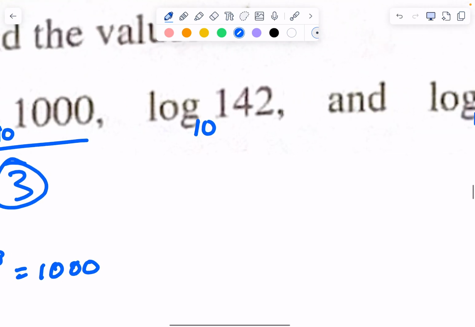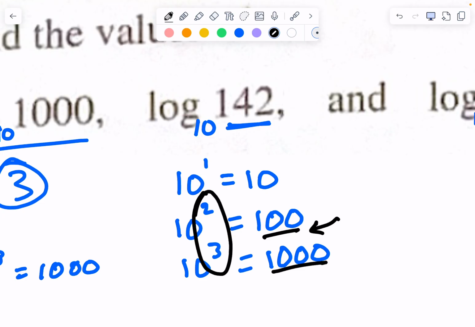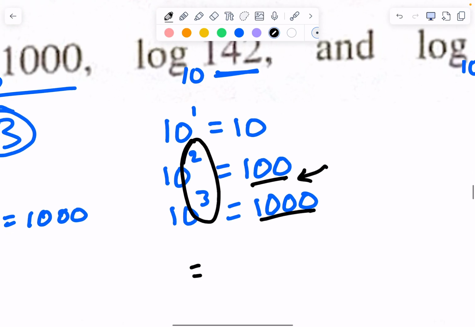Log base 10 of 142. If I guesstimate this real quick, 10 to the first power is 10. 10 to the second power is 100. 10 to the third power is 1,000, right? So if I'm trying to get to 142, 142 lives between these two numbers. So my decimal number is going to live between 2 and 3. Does that make sense? But closer to 2.